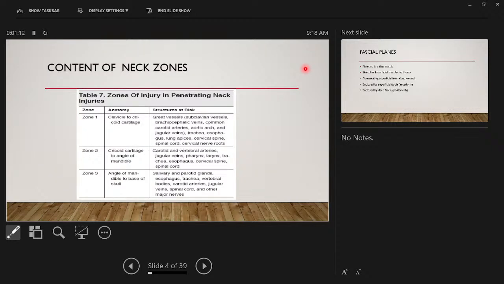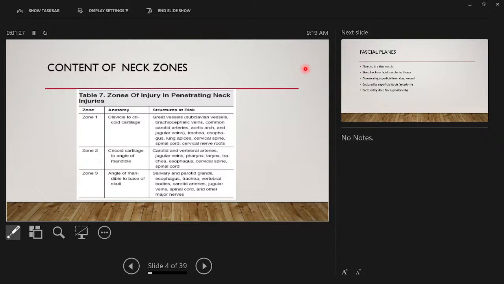So, content of the zones. Zone 1 contains great vessels, subclavian vessels, and the arch of aorta, esophagus, trachea, lung apices, and cervical spine, spinal cord, and cervical nerve roots.